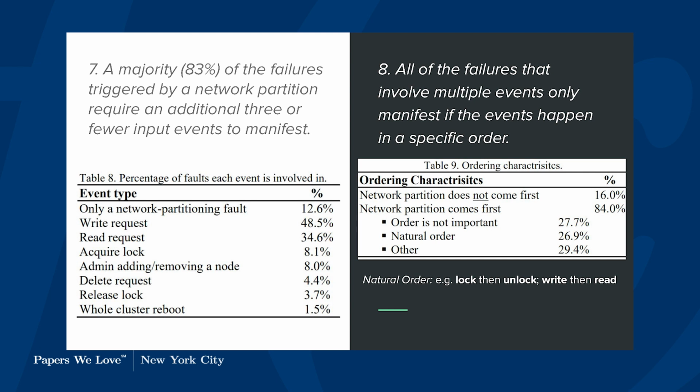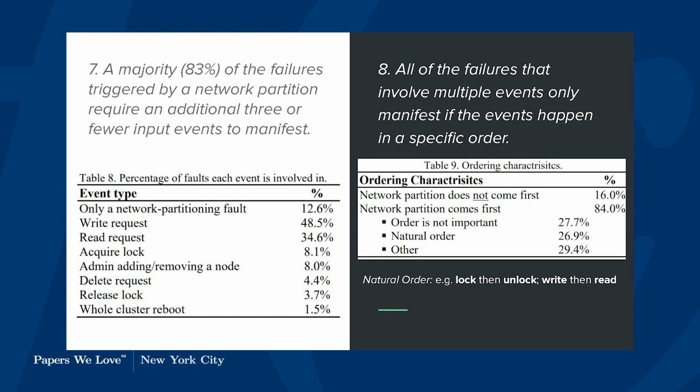All right, so next on, all the failures that involve multiple events only manifest if the events happen in a specific order. So that means that you only have to check a few different things in order to confirm that your system does the right thing. So in the vast majority of cases, the network partition is first, and then after that, order is not important, or there's a natural order.